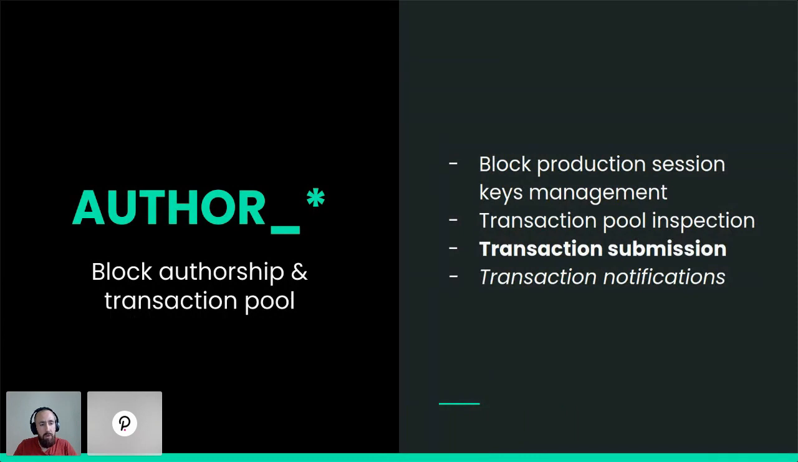Next, we have author namespace. So I said we don't deal with accounts, with your keys. There is an exception. We do that for block production right now, but this is also something that we are working on. We are working on offloading that into external signers so that the nodes that produce blocks can stay more secure. There is transaction pool inspection API, and most importantly, a way to submit transactions to your blockchain node. Note that these transactions have to be signed already.